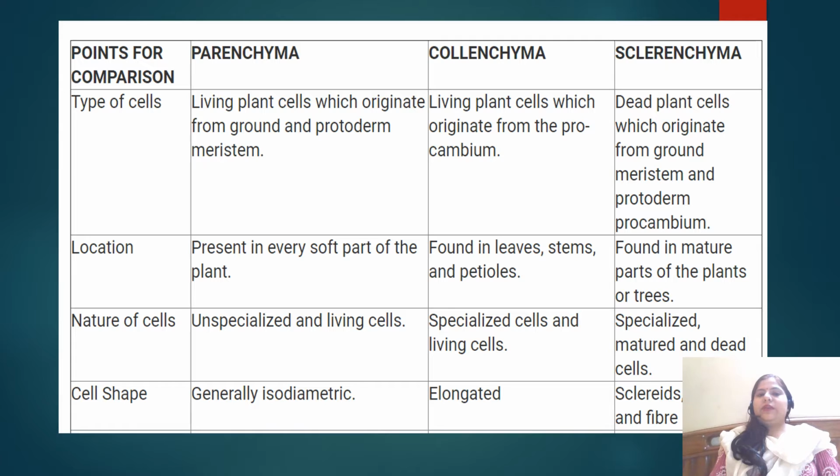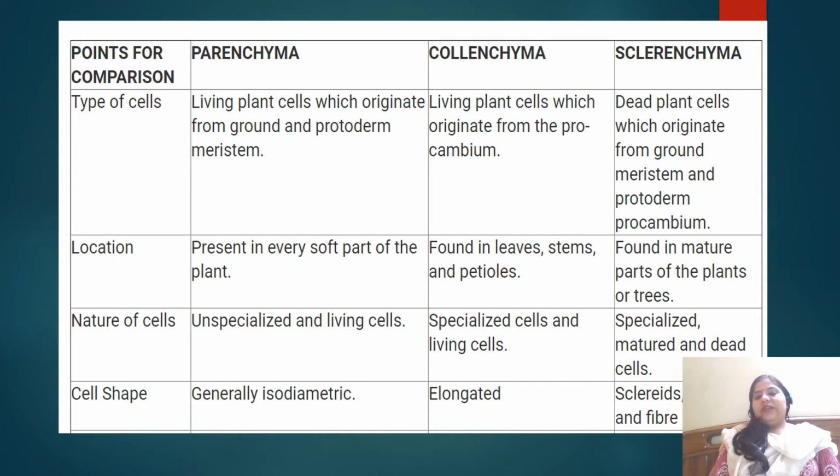So parenchyma has living cells. Collenchyma also has living cells, whereas sclerenchyma has dead cells. Parenchyma is present in the soft parts of the plant. Wherever they have to perform the function of storage, we will find parenchyma tissue in plants. Collenchyma is found in the leaf, stems and petioles of the leaf, and is slightly flexible. So wherever flexibility is required in the plant, collenchyma tissue will be there. Sclerenchyma is basically dead tissue, and it provides strength to the plant. Therefore it is found in mature parts of the plant or tree.